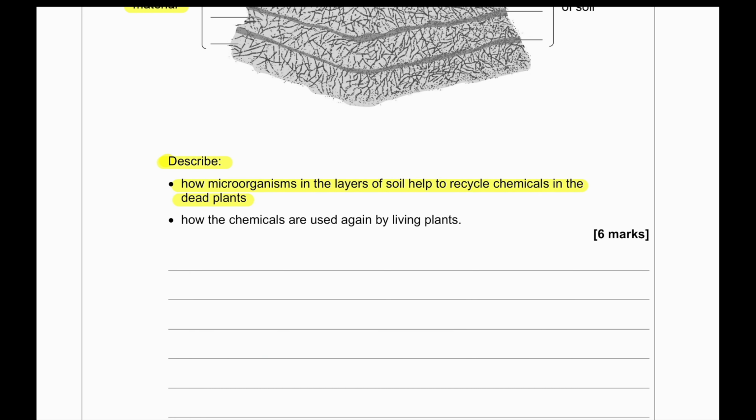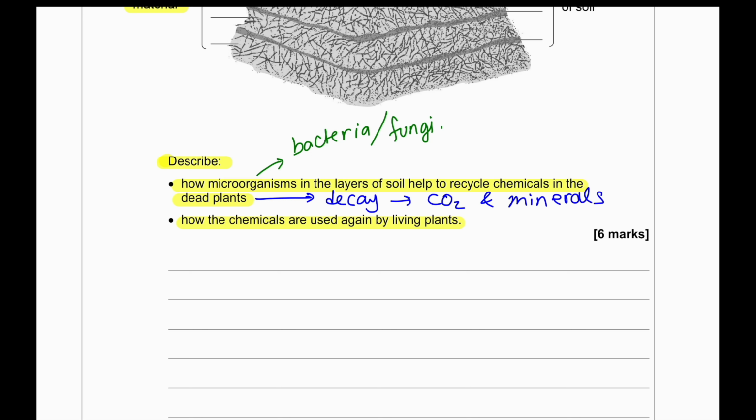So when we are referring to microorganisms, we are mainly thinking of bacteria and fungi because they are mainly decomposers. How the chemicals are used by living plants. So the dead plant material will decay to release CO2 and minerals. Our next portion will be to use a living plant, how those CO2 and minerals are recycled into new plants.